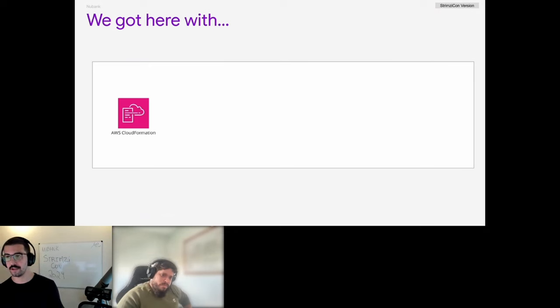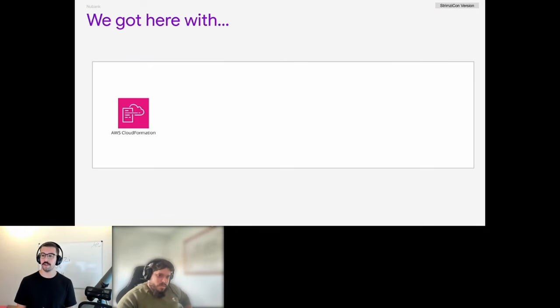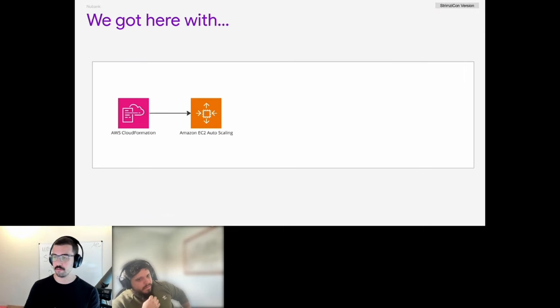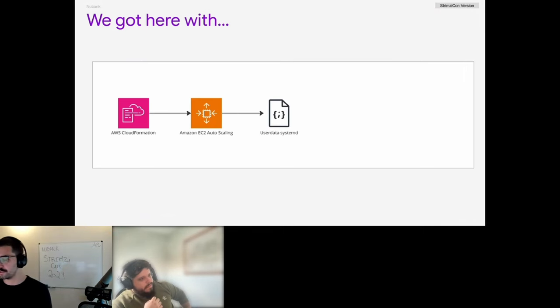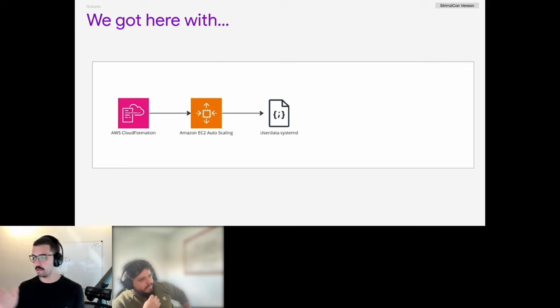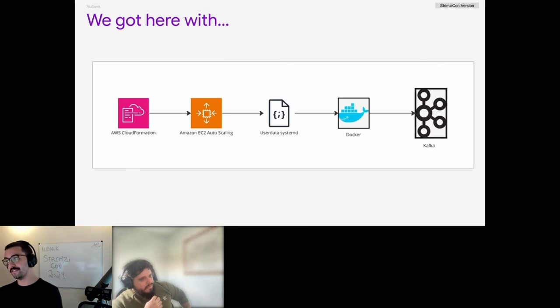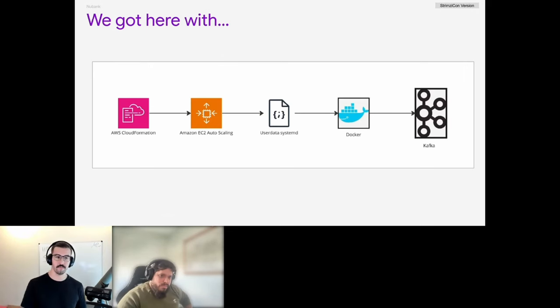And how did we get here? Basically, we got here with automation that created CloudFormation stacks, that created auto scaling groups, that had user data, systemd, etc., that ran Docker, that ran Kafka. What's the problem with this setup?